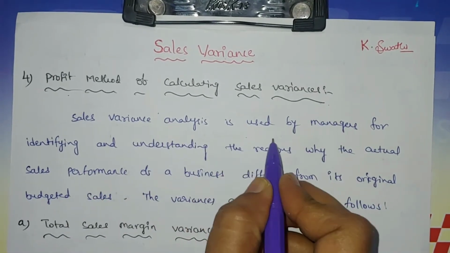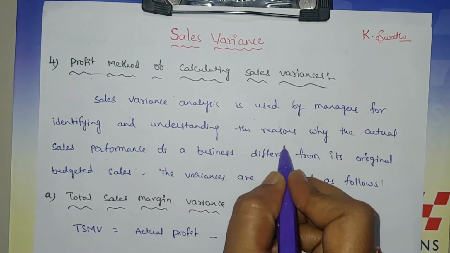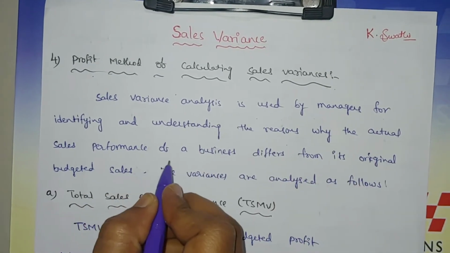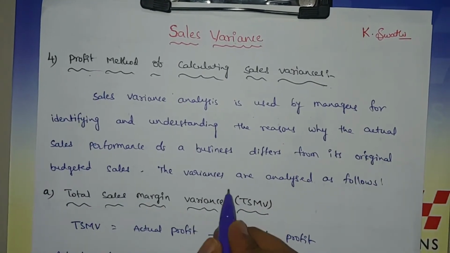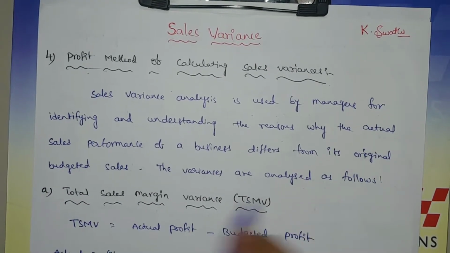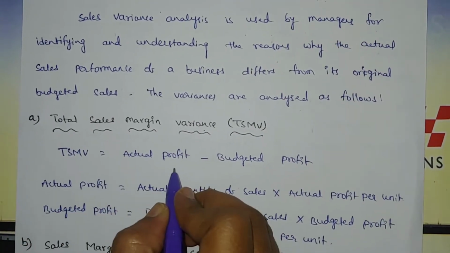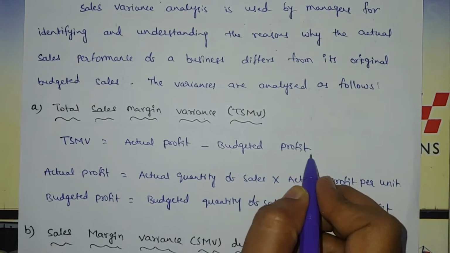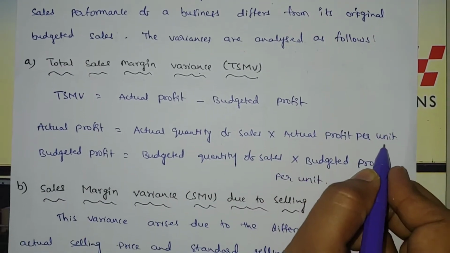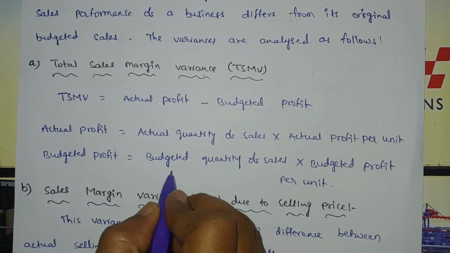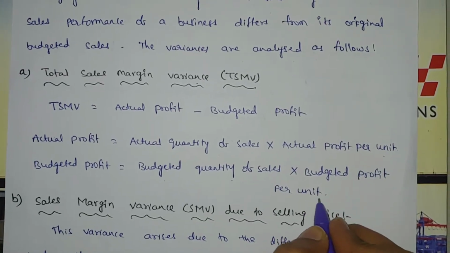Sales variance analysis is used by managers for identifying and understanding the reasons why the actual sales performance of a business differs from its original budgeted sales. The variances are analyzed as follows. First, total sales margin variance. Total sales margin variance is equal to actual profit minus budgeted profit. Actual profit is equal to actual quantity of sales into actual profit per unit. Budgeted profit is equal to budgeted quantity of sales into budgeted profit per unit.